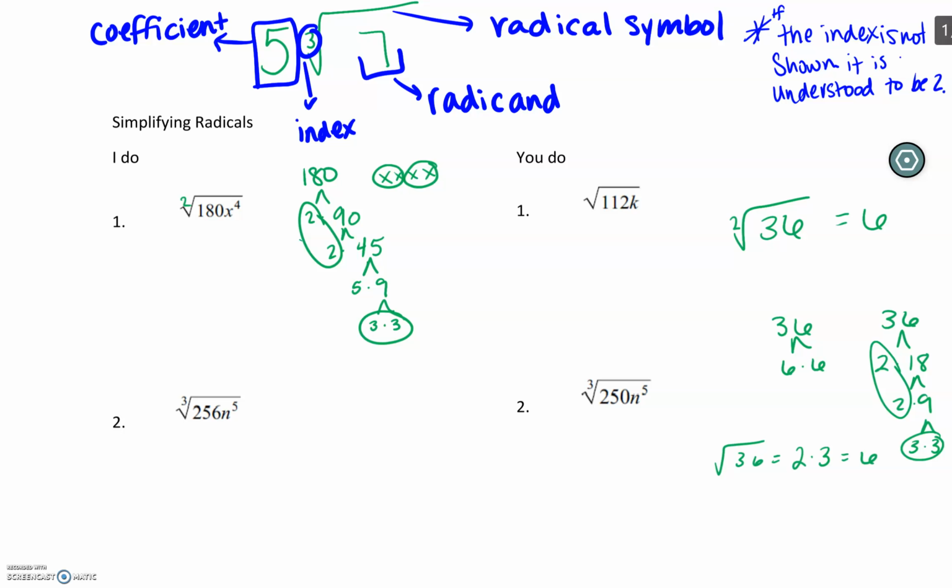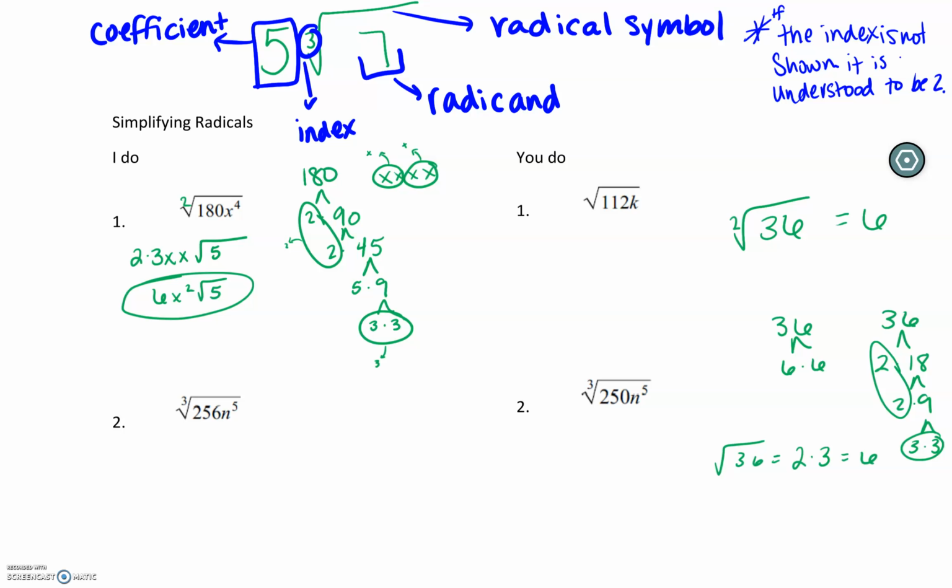So this pair of 2s will come out of the radical as 2, and this pair of 3s will come out of the radical as 3. This pair of x's will come out as x, and this pair of x's will come out as x. So what that looks like at our next step is 2 times 3 times x times x, square root of the 5 that is left over. There were no variables left over. So now to simplify that further, 2 times 3 is 6, x times x is x squared, radical 5. That would be our final answer.